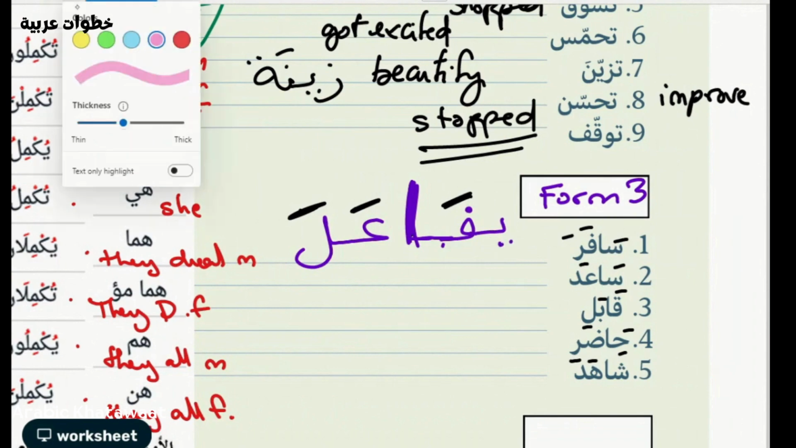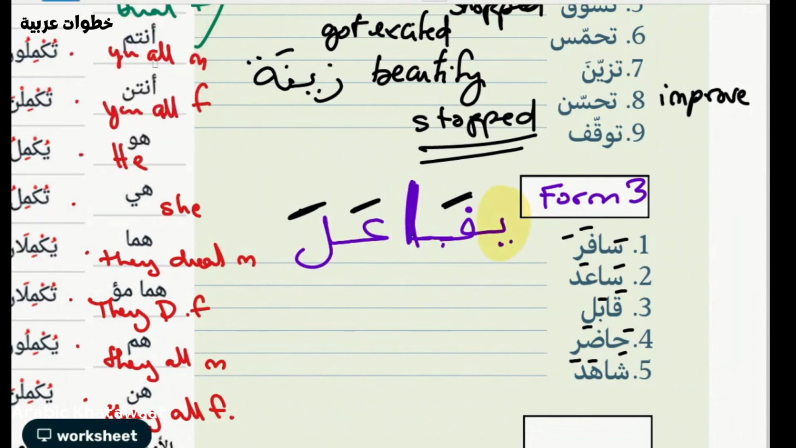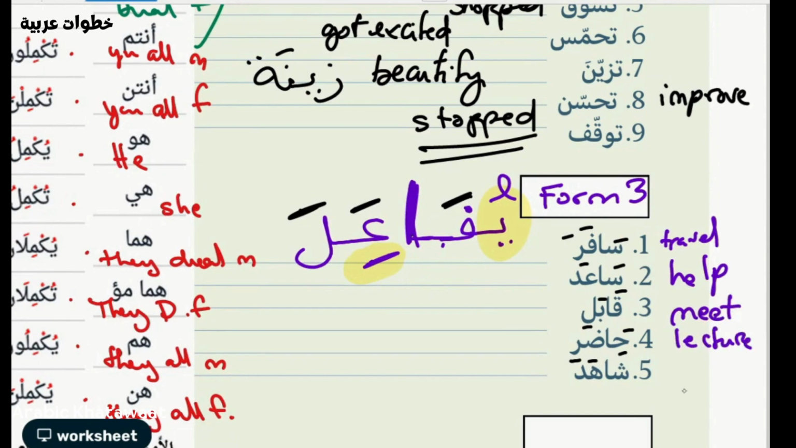So I need to add you in the present tense. See that? You. But look what's going to change. يفاعل. If I put present tense, my short cases are going to change. So سافر will be يسافر. ساعد will be يساعد. قابل will be يقابل. حاضر يحاضر. شاهد يشاهد. Travel, help, ساعد. قابل meet. حاضر lecture, as to lecture. شاهد as to watch. ممتاز.